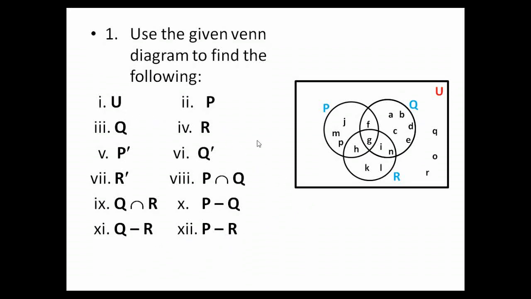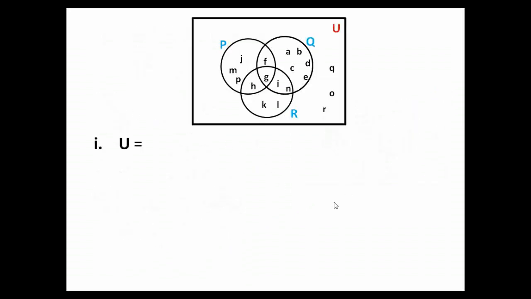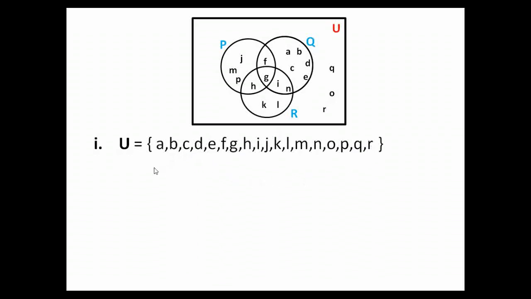So universal set, what will be the universal set here? All the elements that are present within. So here we have A, B, C, D, E, F, G, H, I, J, K, L, M, N, O, P, Q, R. We can represent all the elements. So we have got the universal set.